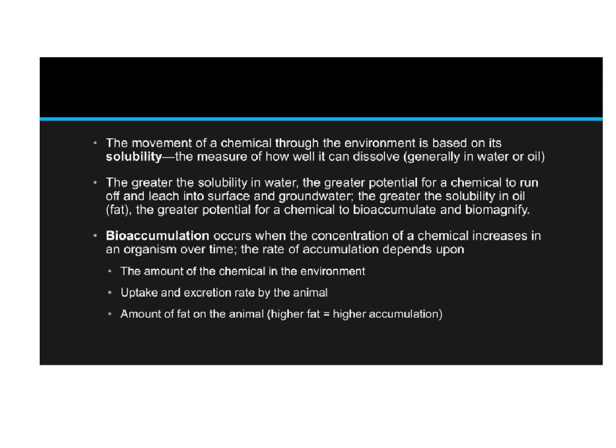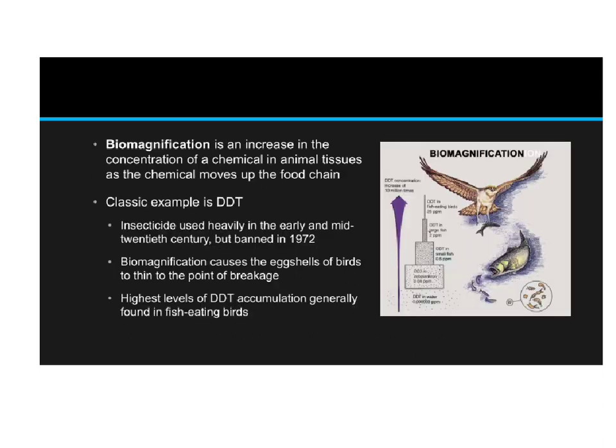Bioaccumulation occurs when the concentration of a chemical increases in an organism over time. The rate of accumulation depends upon, number one, the amount of the chemical in the environment. The greater the amount of the chemical, the greater the amount of bioaccumulation. Number two, the uptake and excretion rate by the animal. If they're bringing in a lot into their body, but excreting it a lot, then it's going to be a lower bioaccumulation. Higher uptake, lower excretion, going to be higher bioaccumulation. Also, it depends on the amount of fat in the animal. If the animal has higher fat proportions, then they get higher amount of bioaccumulation.